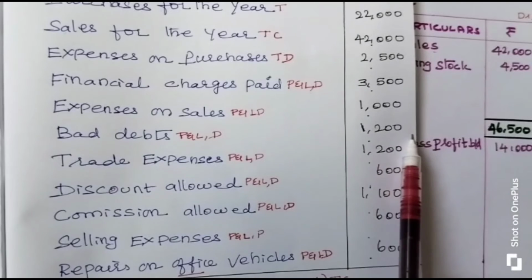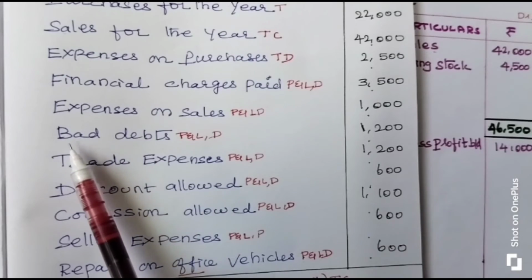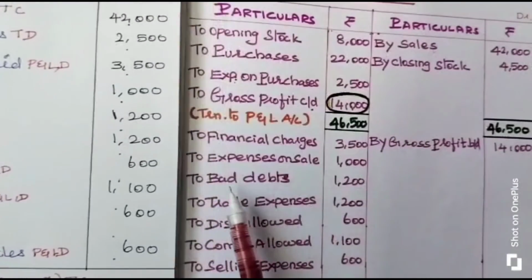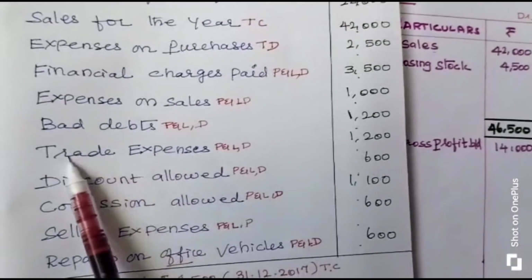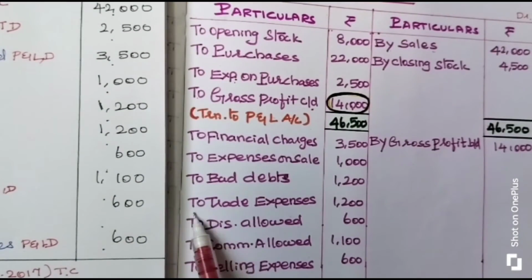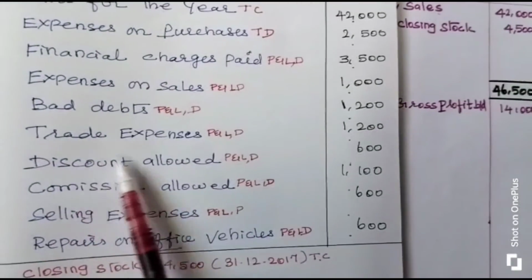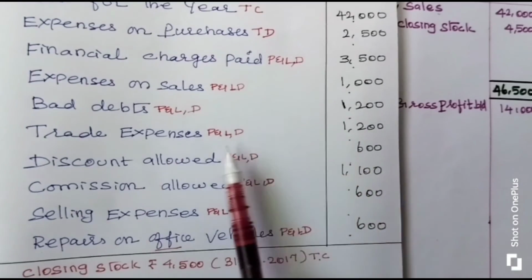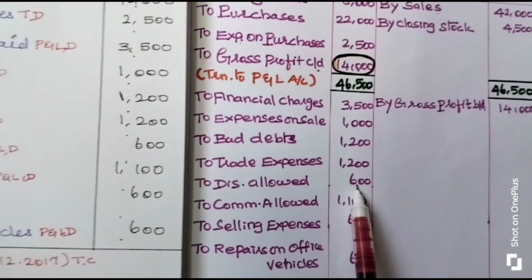Then bad debts, 1,200 rupees. Bad debts means irrecoverable receipt. So we have to enter bad debts on the debit side of the profit and loss account. So to bad debts 1,200 entered. Trade expenses, 1,200 rupees, go to the profit and loss account debit side. So on the debit side we enter to trade expenses 1,200 rupees. Then discount allowed, 600 rupees, goes to the debit side. So on the debit side you enter to discount allowed 600 rupees.